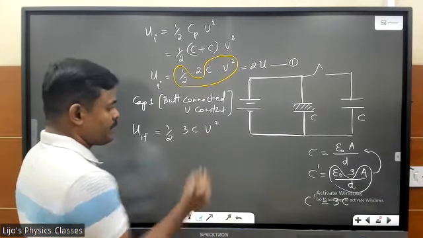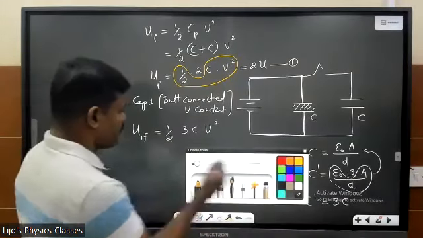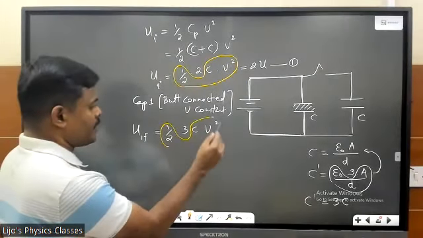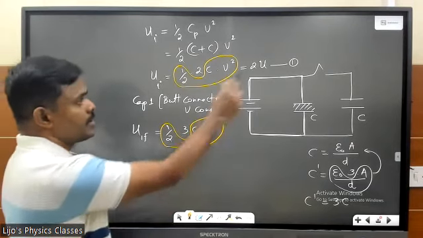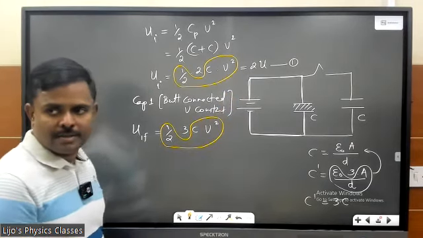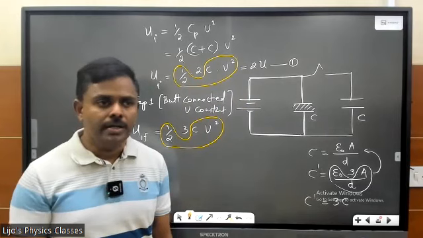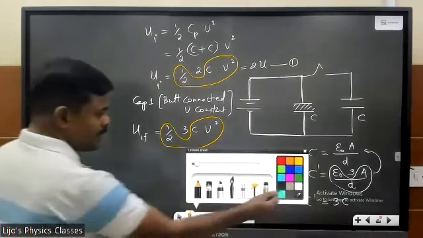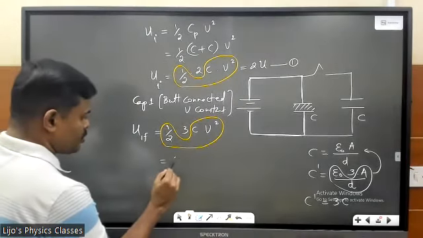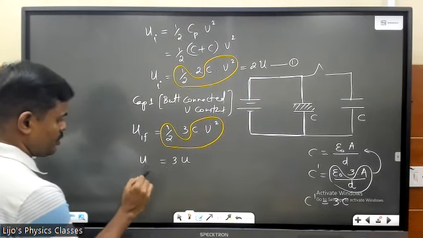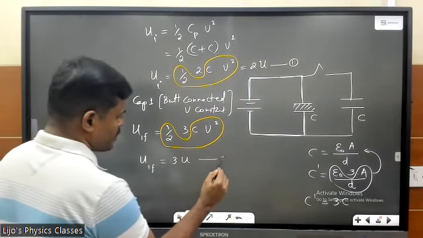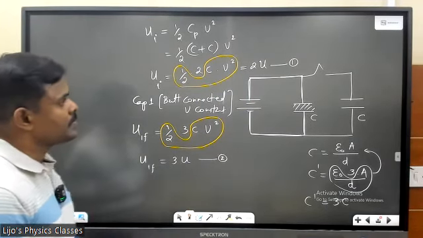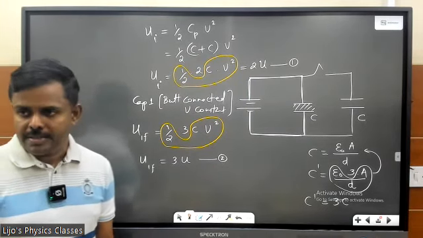Into V square. Put these together. What did we call this? Half CV square? That was called U, right? Half CV square was called U. So that makes it what? There is 3U now. U1F. Equation number 2. I'm done with 2 cases.